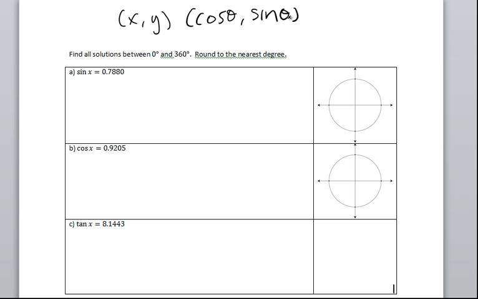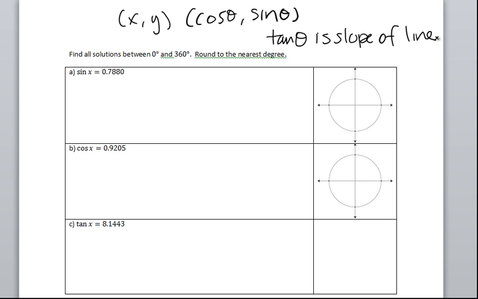Okay. So when we solve for things involving inverse cosine, we're going to look at x values. When we solve for things involving inverse sine, we're going to look at y values. And remember that tangent of theta is the slope of the line. Okay? So here's what's going on in part A.